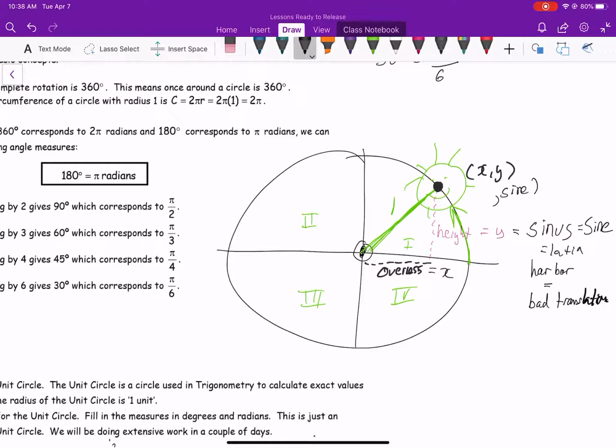Like I said earlier, there's an overness component to it. The overness component is our x, and the overness is called the companion to sine, or cosine.